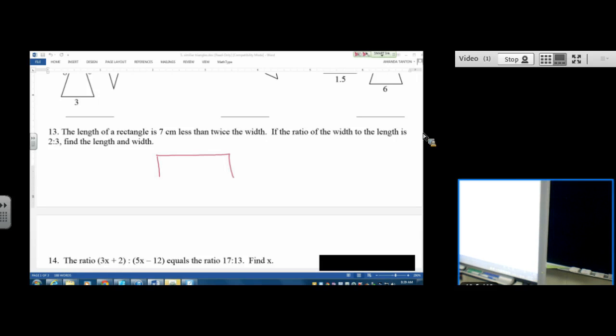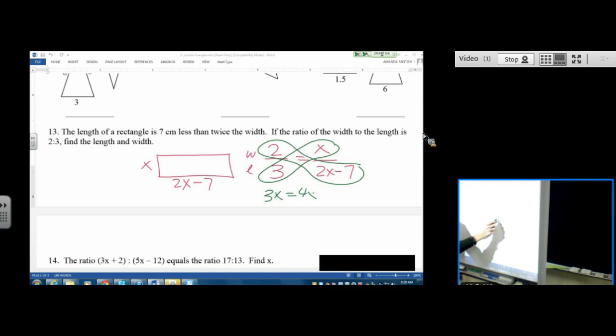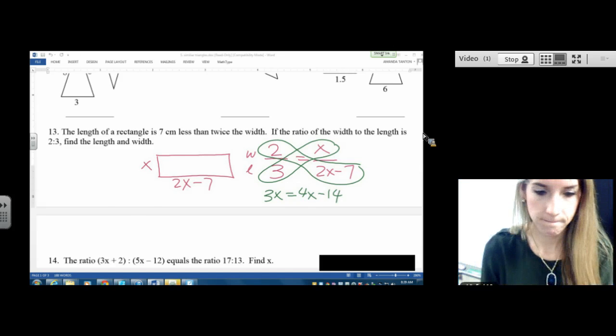The length of a rectangle, here's the width. The length is 7 centimeters less than twice the width. If the ratio is 2 to 3, find the length and the width. Okay, so this is the ratio of the width to the length. Width to the length. Width to the length. And then you cross multiply, making sure you distribute. 3x equals 4x minus 14. The answer is 14.